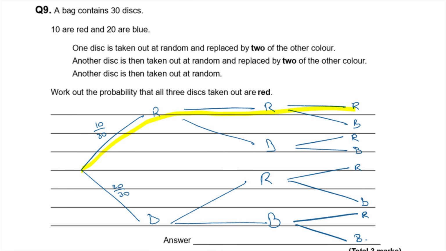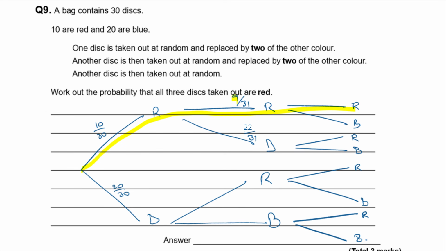Okay, so I'm going to have 9 red ones out of a total of, if I took one away and added 2, I've got 1 extra, haven't I? So that's 9 over 31 there. And for blue, I had 20. I haven't taken any out and I've added 2 extra, so I'm going to get 22 over 31 there.